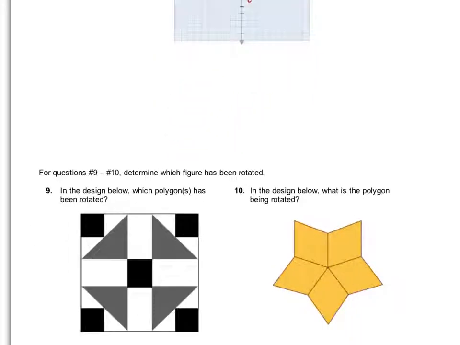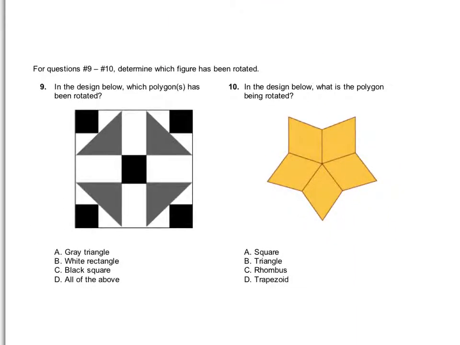And lastly, number 9, in the design below, which polygon has been rotated? And there can be multiple answers here. So we're looking at the gray triangle, or the white rectangle, or the black square. Well, rotated means that they're twisted, they're moved around, and actually all of these have been, so D is our correct answer.